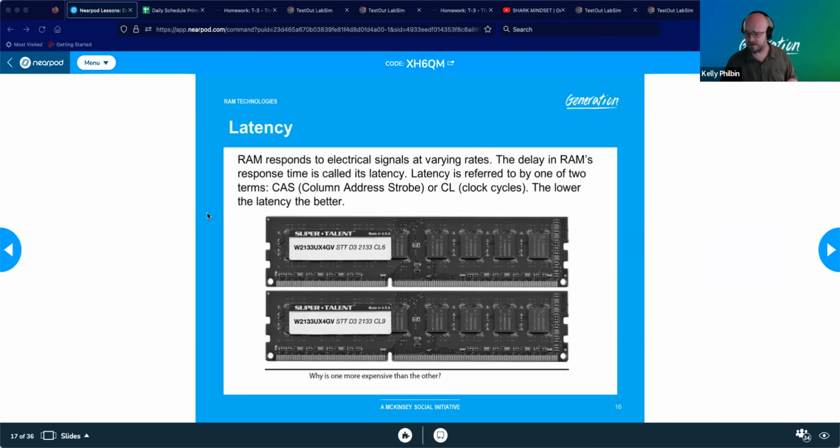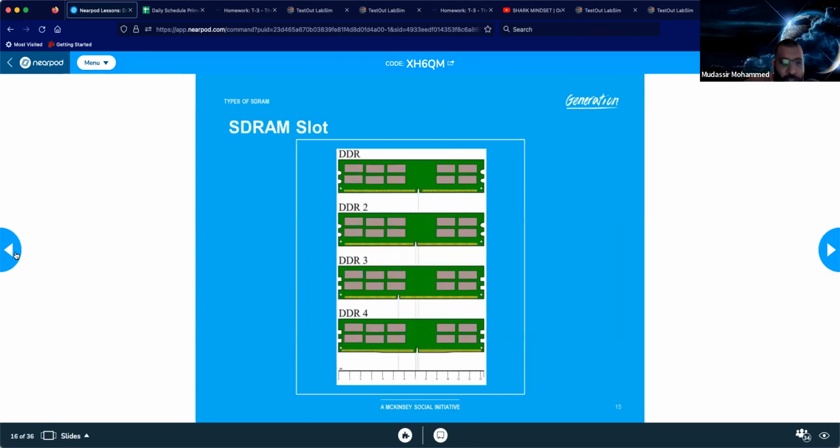What do you mean, Mudasir? Oh no, it looked the same in terms of the shape, but when I look close, it looks like there's a slight difference. Yeah, there is a slight difference. They're off by like a millimeter or something. And then DDR4 is also slightly off. These three are slightly off from each other. But yeah, we will get into that.